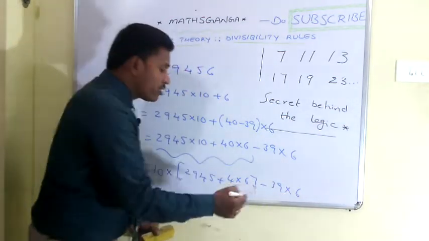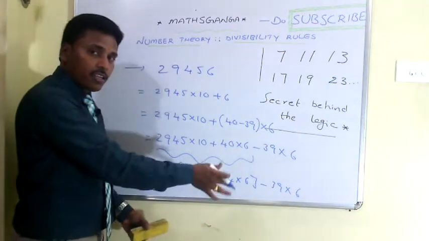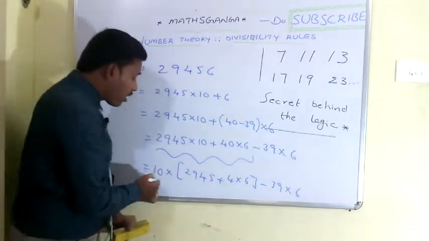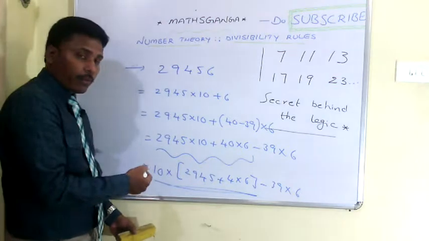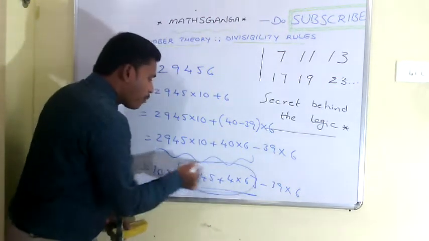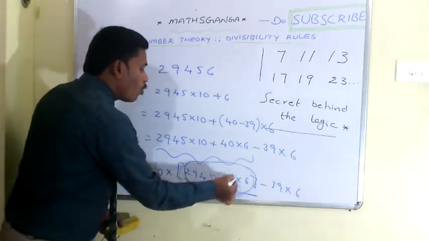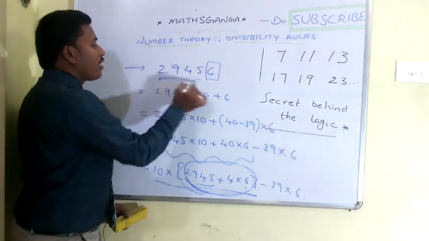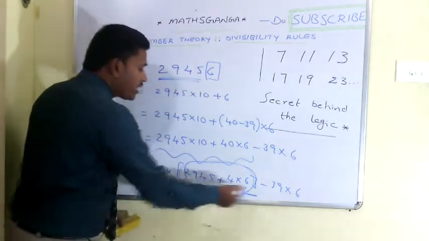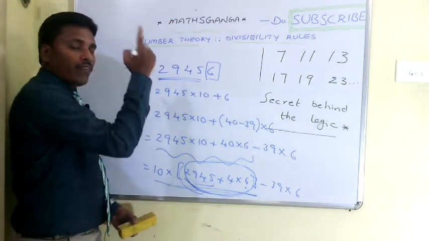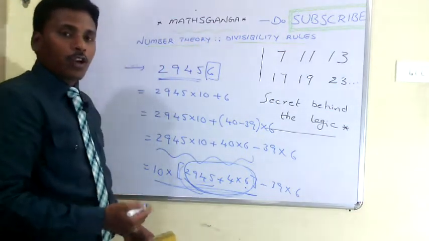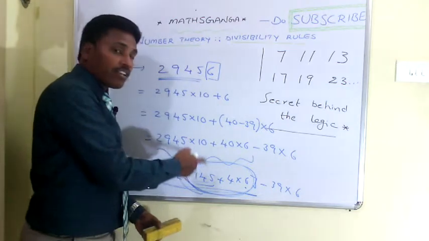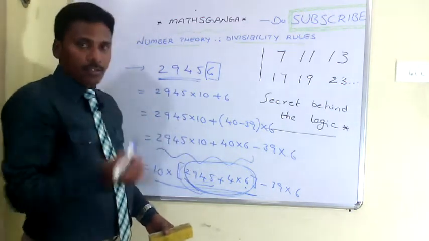Don't think about this 39 times 6 because it is already a 13 multiple. We need to concentrate on the first term. In the first term, this is the number obtained by adding 4 times the units digit to the remaining number. If it is a 13 multiple, then the given number is a 13 multiple. Okay, if you don't know whether it is a 13 multiple or not, continue the process.